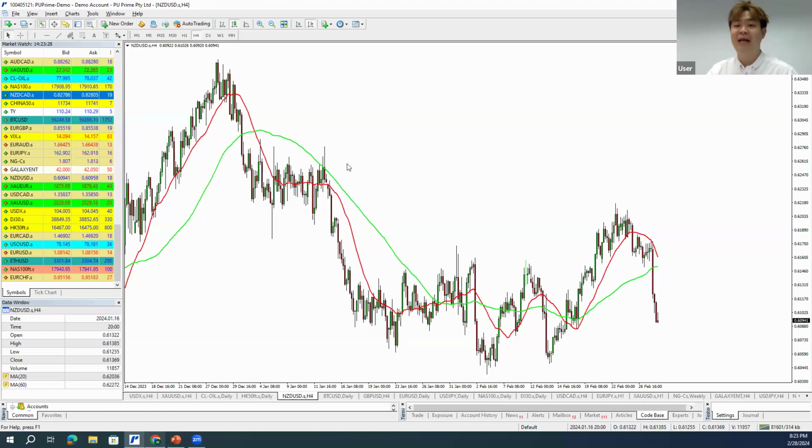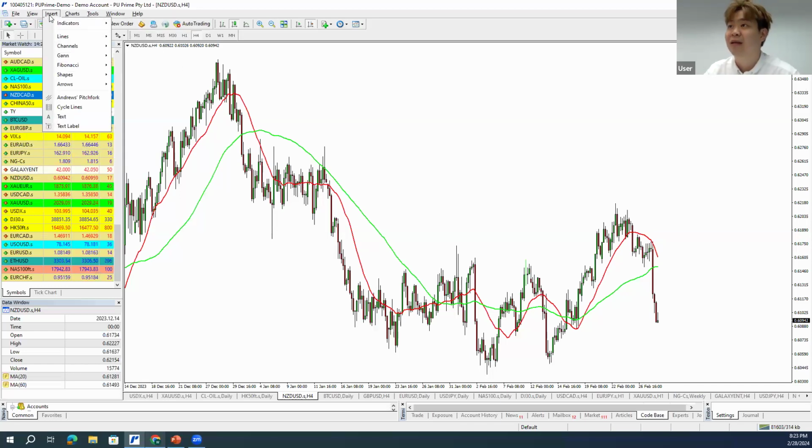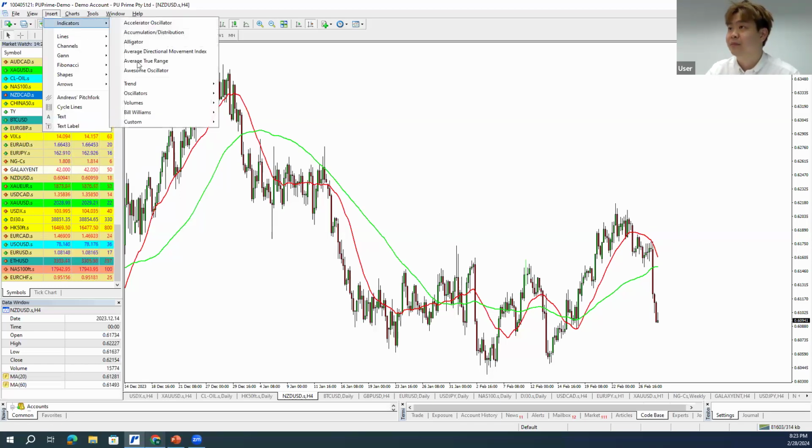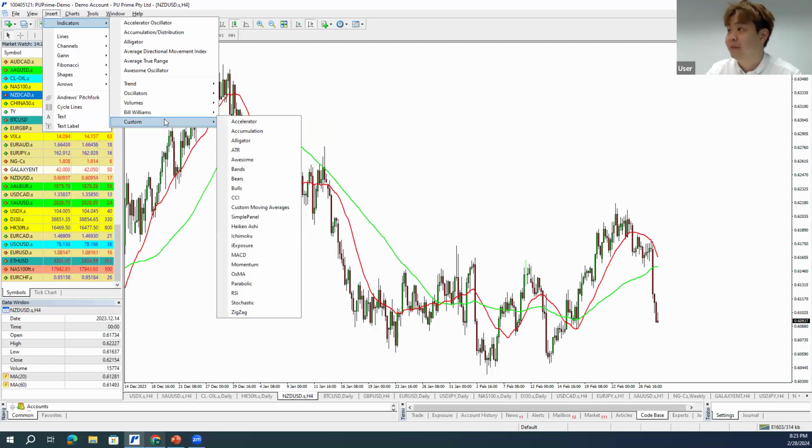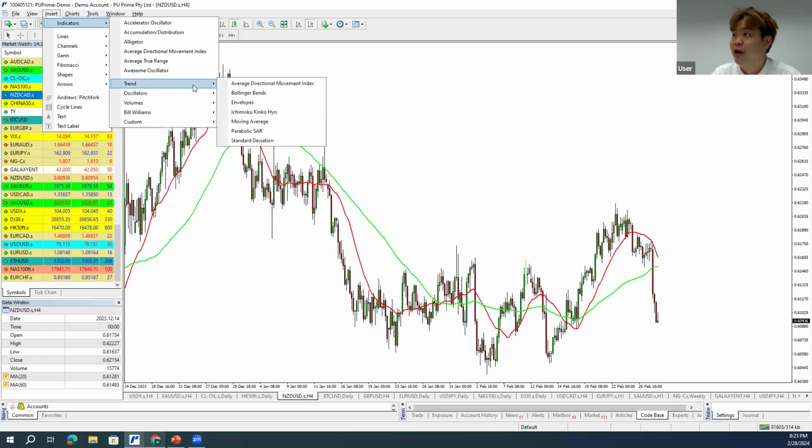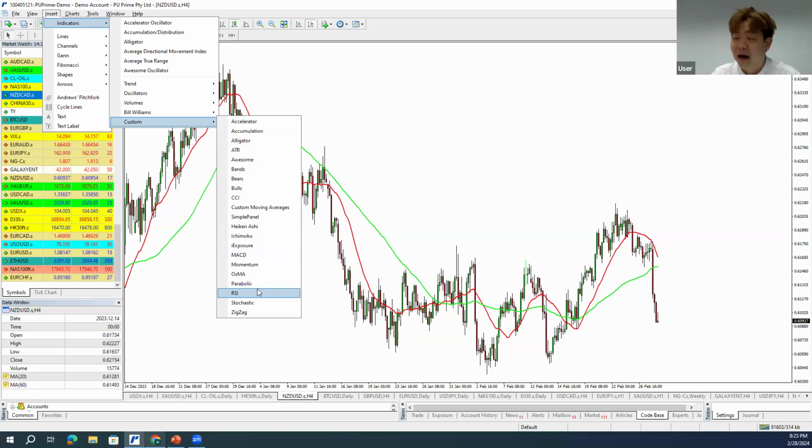So let me show you how you can find the RSI. Same thing, you go to Insert, go to Indicator, and then you go to Custom, and after that, you can find the RSI over here. So it's already built in your MT4. Once you download MT4, you will have the indicator already. So just now, we mentioned the MA line. MA line is in Trend, then Moving Average. But RSI is in Custom, then RSI.